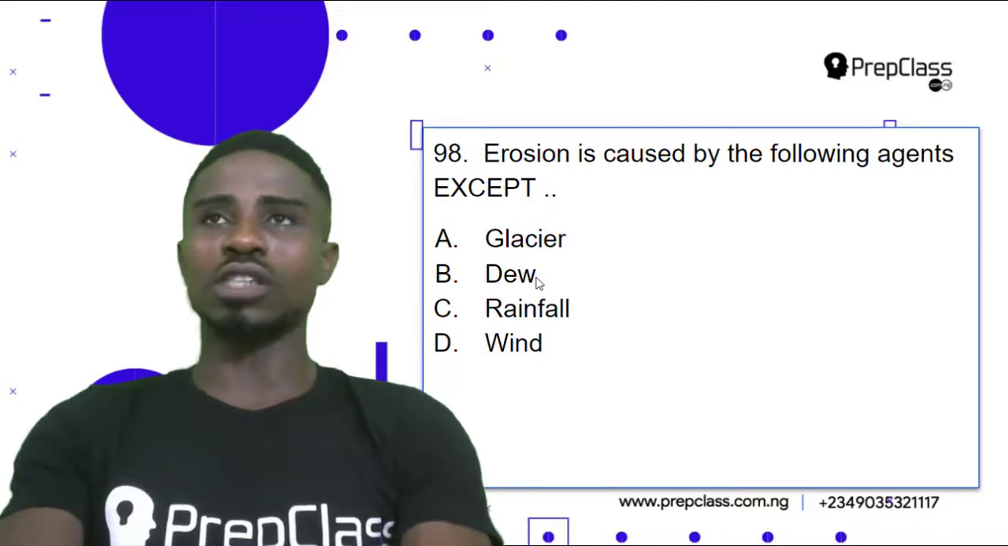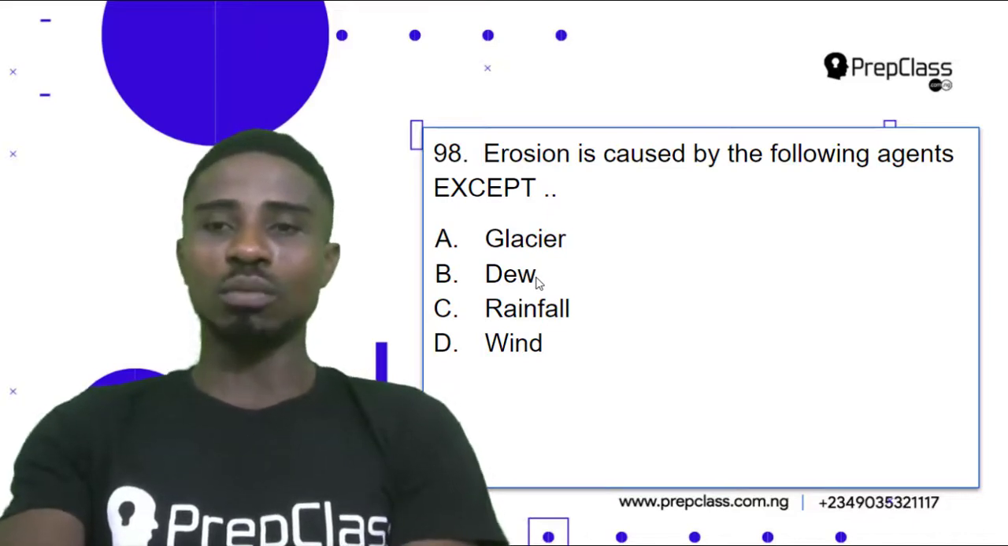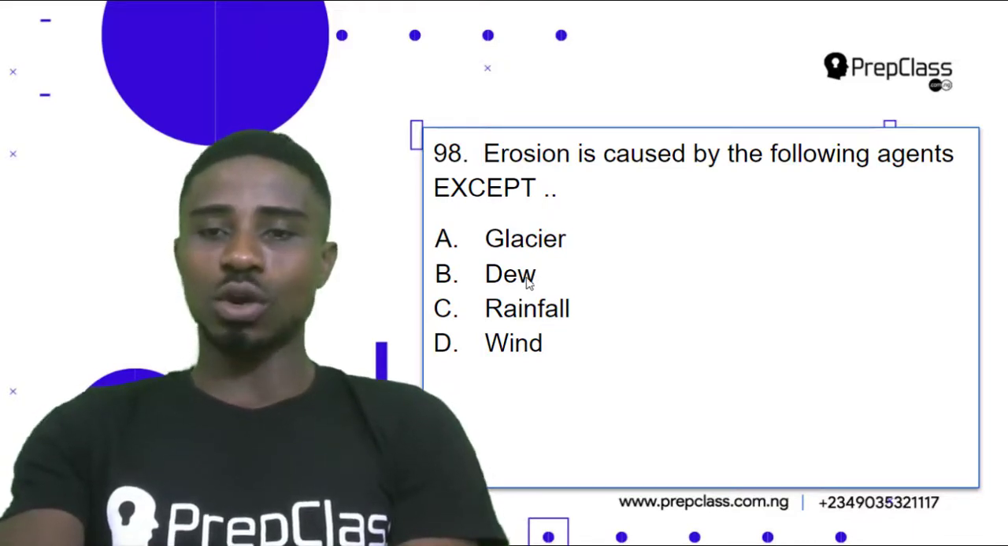You wake up in the morning, oftentimes you didn't hear any sound of rain, but everywhere is wet. It's as a result of dew. And that can't lead to erosion. So option B is our correct answer.